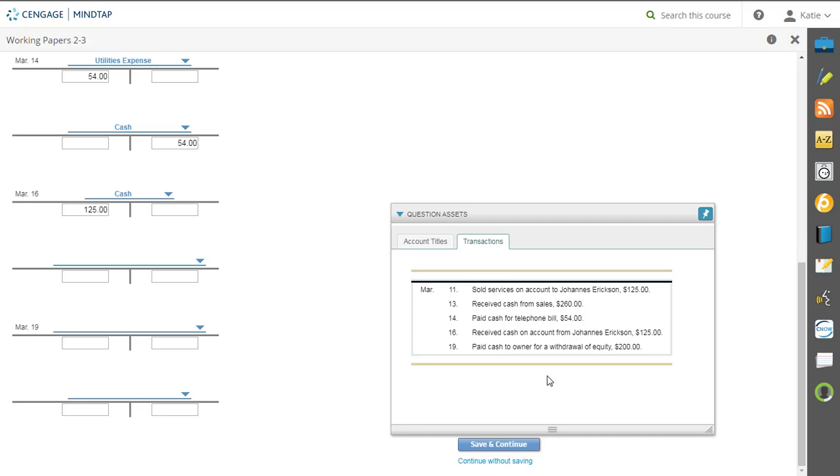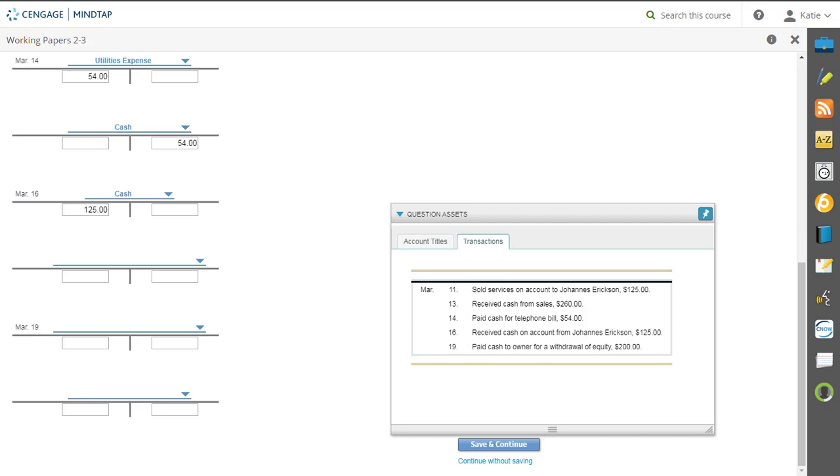asset, right? So my question to you is, accounts receivable Johanny Erickson, does she owe us more money or less money because of this transaction? So when she pays us $125, what's that? Less money. And the reason that I ask the questions in this order is it helps you to see how we're going to go through and choose the right one.